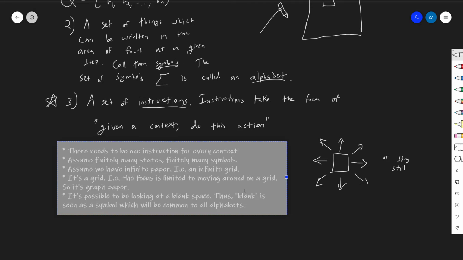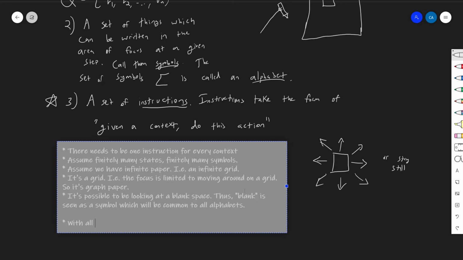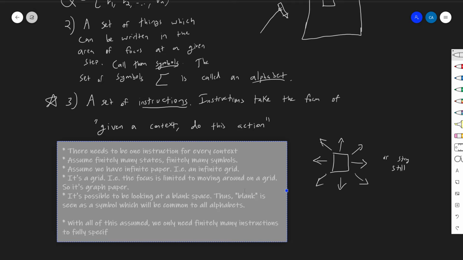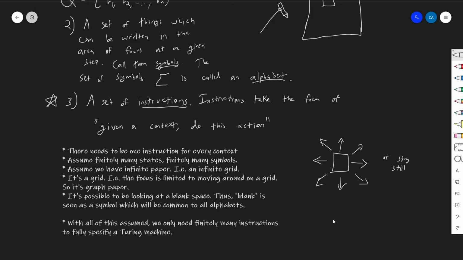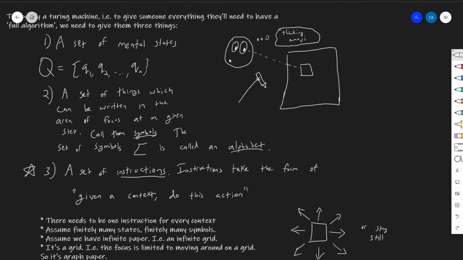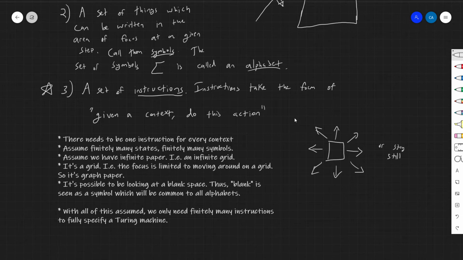And so with all of this assumed, we can specify a Turing machine. We only need finitely many instructions to fully specify a Turing machine. And hopefully you agree that those assumptions are pretty innocent overall. And by innocent, what I really mean is that we haven't lost any computational power by doing that. The human computation has not been weakened by making any of these assumptions. Hopefully you can agree with that.